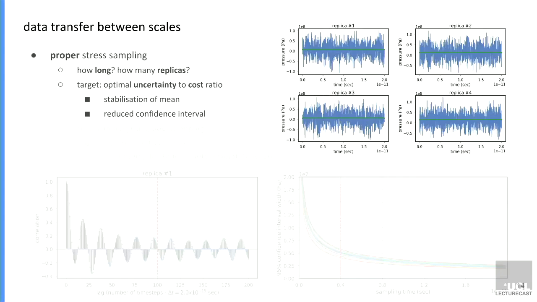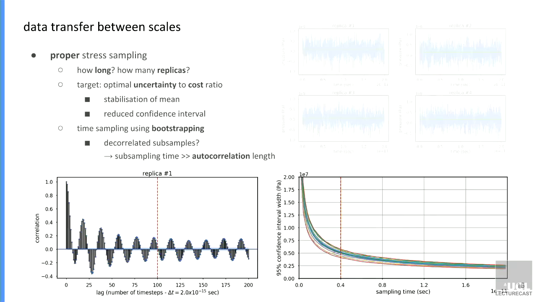So to determine how long, we check the autocorrelation function of the stress fluctuation on each replica, and what we have is of the order of 100 time steps, which makes it 200 femtoseconds. That's how we determine the autocorrelation length of the stress fluctuation.